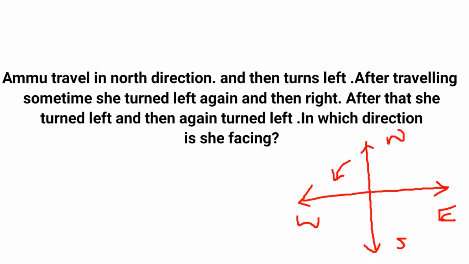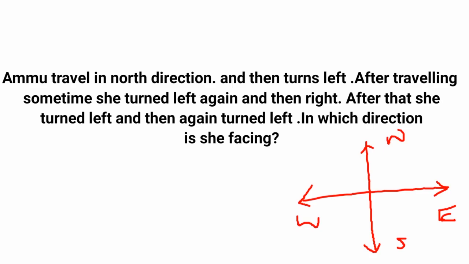Now she is facing towards west. When she makes a left turn, that is in anti-clockwise direction, she will be facing towards south. Again she made a left turn. That is, she moves again in anti-clockwise direction. So she will be facing towards east. Without drawing the figure also, you can solve this question.